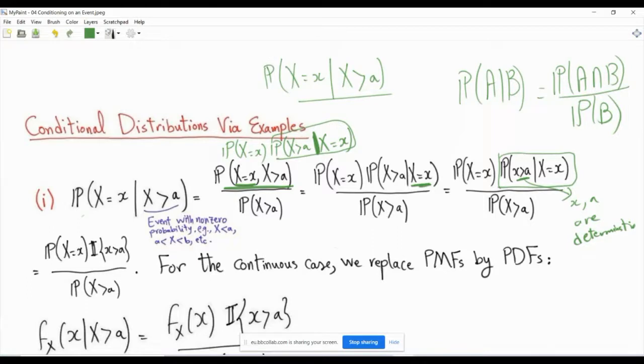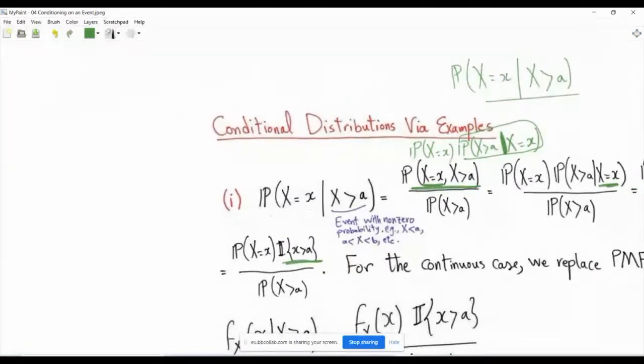It's either 0 or 1. So you compare small x and A. If small x is indeed greater than A, then this is 1. If small x is less than or equal to A, this is 0. So the probability that small x is greater than A, given that big X is equal to small x, this thing again is the indicator of x greater than A. So again, this probability here is equal to 1 if x is greater than A, and equal to 0 if x is less than or equal to A, which I can capture both cases by this indicator here. Okay, so now we have a nice result.